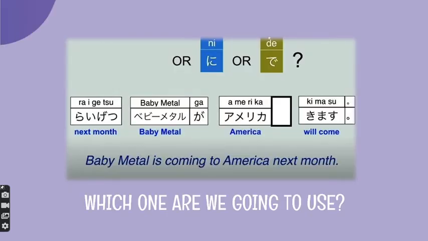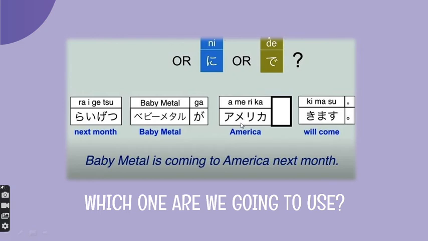Okay, let's see this. Baby Metal is coming to America next month. So next month is 来月. Baby Metal, since it's a foreign word, I write it using hiragana. And since America is also a foreign word, I am writing it with hiragana script. Okay, so if you don't know hiragana, it's okay. For now, don't pay attention to that. Our focus is on the particles. Okay. Now, 来月 Baby Metal がアメリカ blank 来ます。Okay, so what are you going to mark America with?